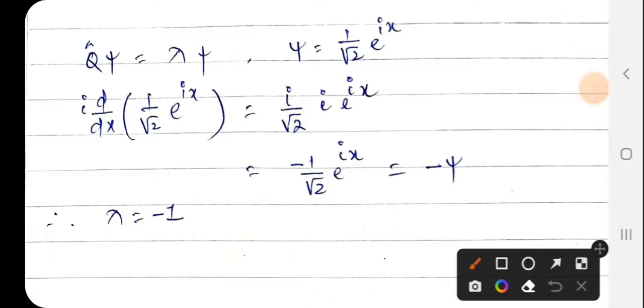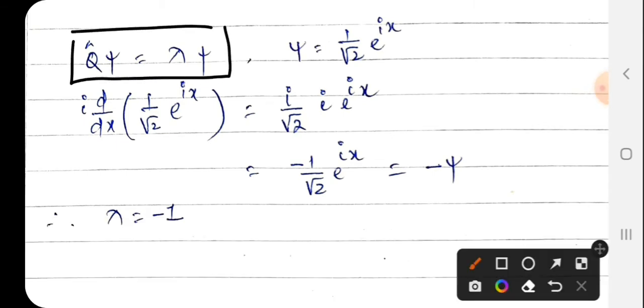So in this question, what is given? We have to write the characteristic equation, that is q psi. q cap is the operator, and q psi equals lambda psi. Lambda is called the eigenvalue. So according to the question, the given psi equals 1 by root 2 e to the power ix. The operator is given as i d by dx.